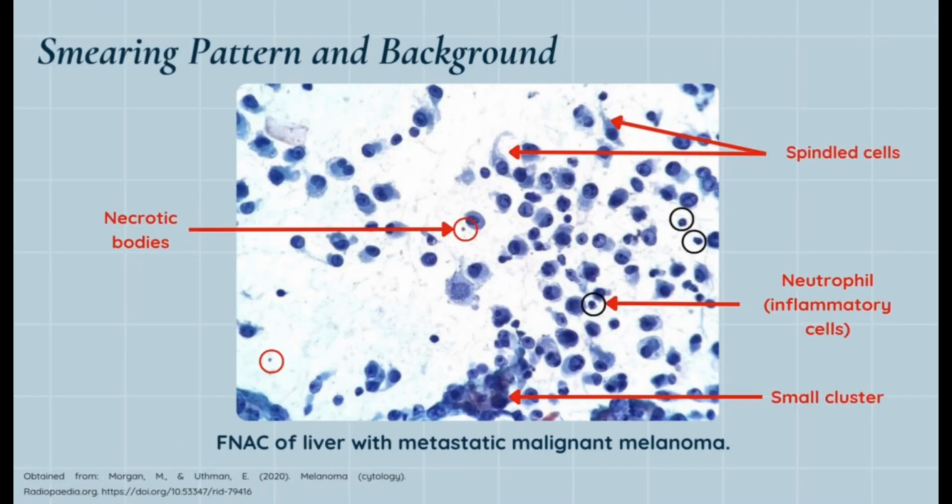This is an example of a smear taken from the liver. The smearing pattern here is predominantly single cells, but there are also small clusters and occasional spindled cells present. In the background, necrotic bodies and inflammatory cells can be observed.